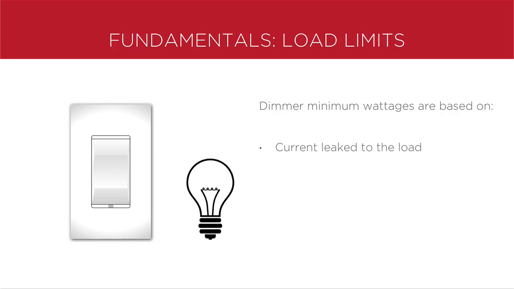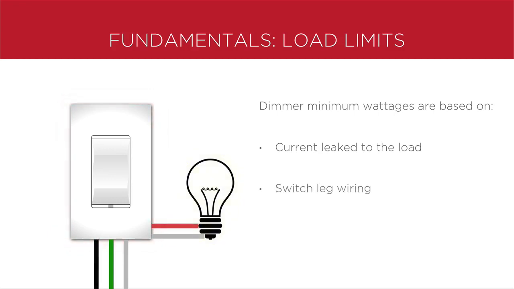Dimmers by nature trickle power up to the load. Again, in a fully off position, a dimmer has 120 or 240 or 277 coming into it. Most of that energy is converted to heat and expelled into the walls around it. However, there's always a trickle of power that reaches the load.